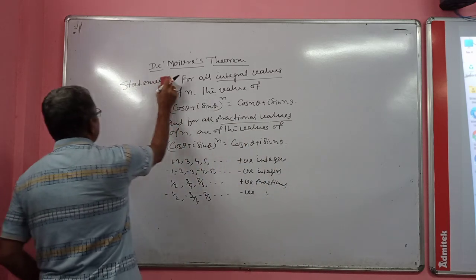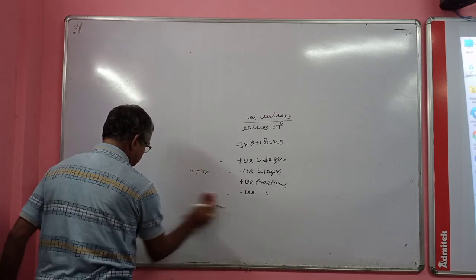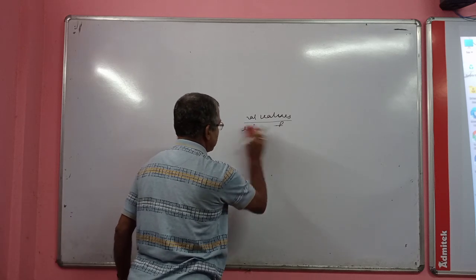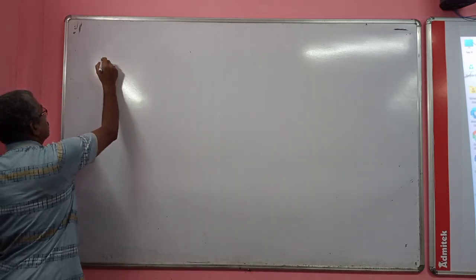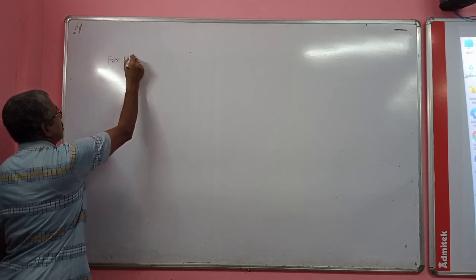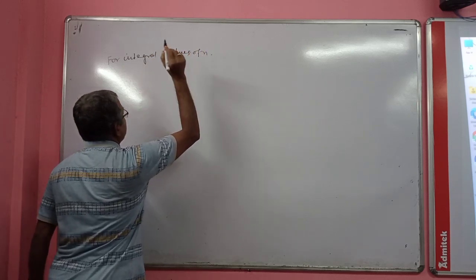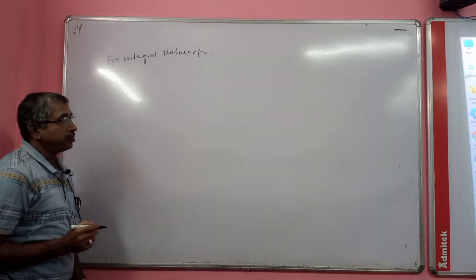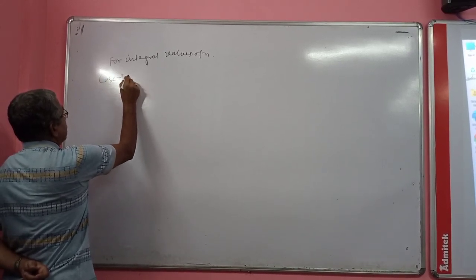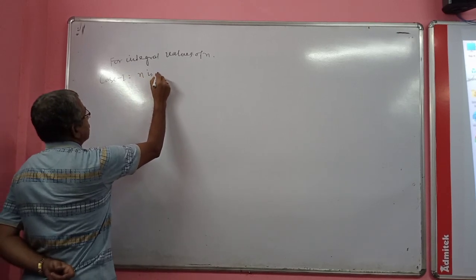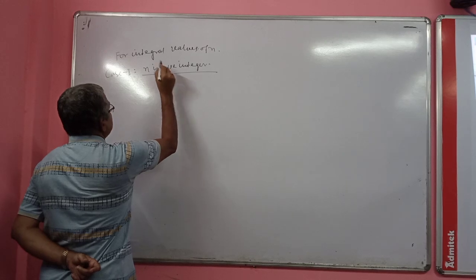Now let us prove the theorem for integral values. For integral values of n, as discussed previously, two types of integers may arise. Case number 1: n is a positive integer. n is a positive integer.